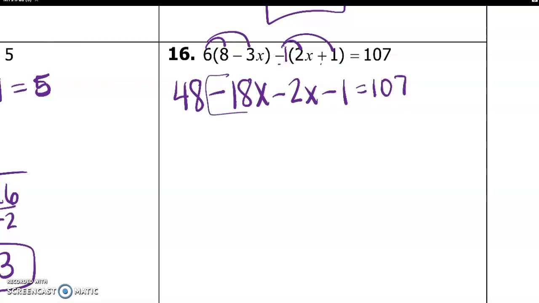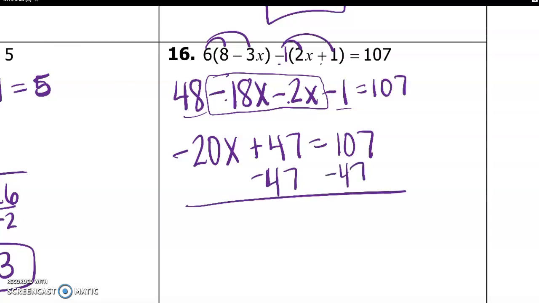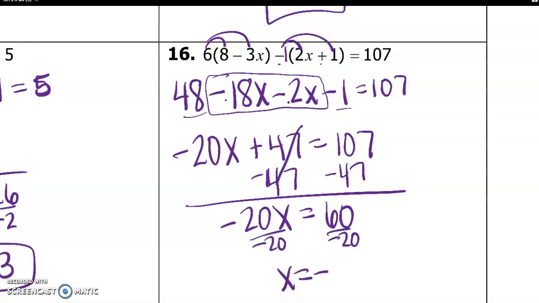So putting your x's together, you have negative 18 minus 2 for negative 20x. 48 minus 1 gives me 47. So plus 47 equals 107. Then I need to subtract 47. Negative 20x equals 60. Divide by negative 20, and x equals negative 3.